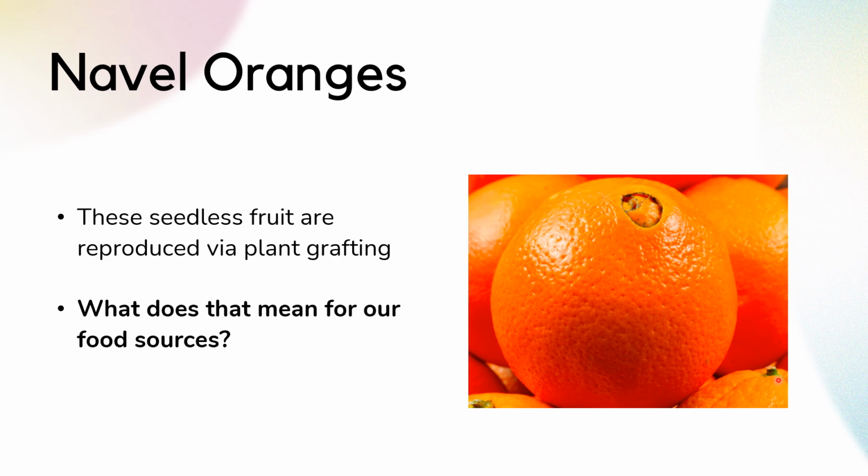So are navel oranges. Again, they're seedless, and so they have to be cloned in order to be produced, and they're produced via plant grafting. Have a think about what this means for our food sources. If we have all these plants that are produced via cloning, and so all the plants are genetically identical, what does that mean for our food sources?